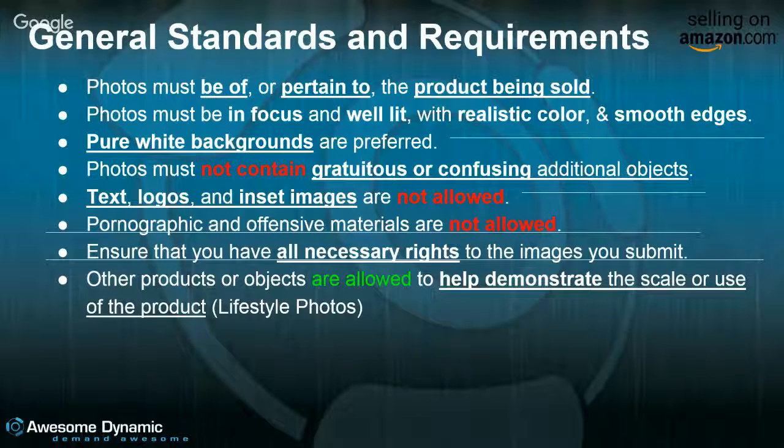Other products or objects are allowed to help demonstrate the scale or use of the product. We like to call these lifestyle photos, where you can show the product in use. You can show the product with other props or accessories that are oftentimes used with it. And you can also show people, like let's say if you're selling a t-shirt, show someone wearing the t-shirt. Those are all called lifestyle photos, and it's all around the whole concept where you want to be able to demonstrate how the product is supposed to be used.